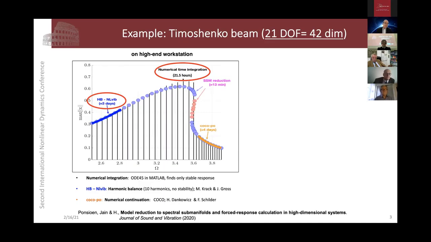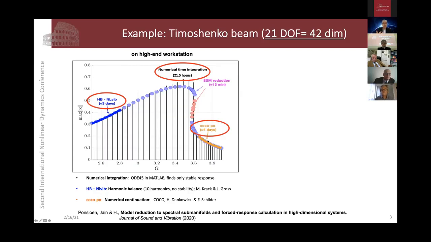Then we took another approach, and you can use the state-of-the-art continuation code that was already mentioned, COCO, which we use a lot. But again, you're starting to hit the dimensional bounds of these products already at 42-dimensional phase spaces, 21 degrees of freedom, because this COCO calculation took 4 days, right? Just to get here. And COCO is fantastic.